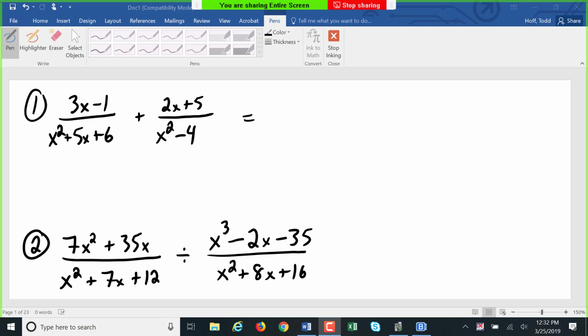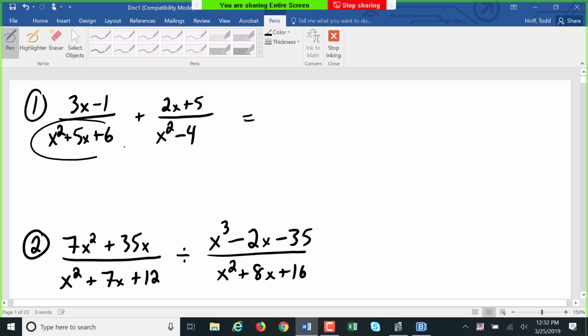So if you recall, the key to these problems, for adding and subtracting at least, is that you have to have the same name. That comes down to common denominators. Now, as you can see here, these two do not have a common denominator. They're different.